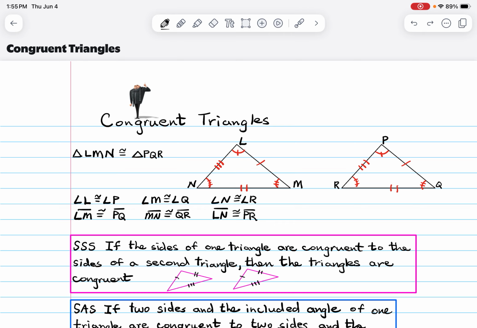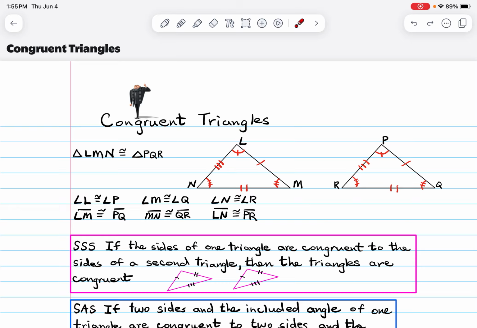In other words, there are three angles. They correspond to three angles in another triangle. If each of those corresponding angles are congruent, and likewise, each of the corresponding sides are congruent, we say that the two triangles are congruent. Now, let's look at an example here.